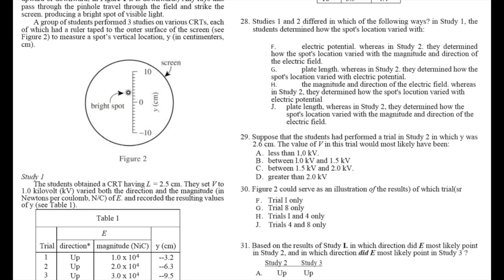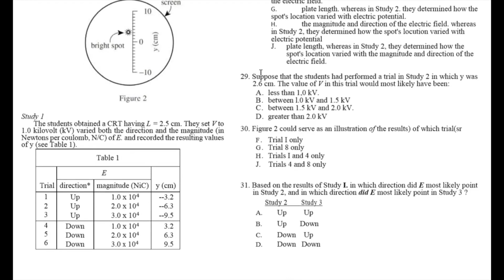It says, studies 1 and 2 differed in which of the following ways? In study 1, the students determined how the spot's location varied with, and then we have 4 options here. The options are electric potential, plate length, the magnitude and direction of the electric field, and again, plate length. And then they differentiate each of the answers again by looking at how study 2 is varied. Okay, so let's start by going to study 1 and seeing what the students varied.